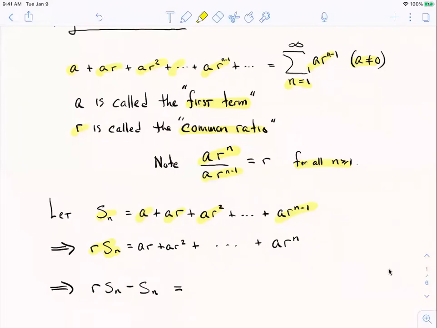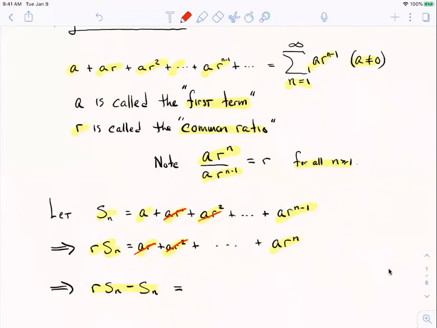If you like, this is kind of a little algebraic trick, but if you multiply that sum by R, well, you multiply A by R, you get AR. You multiply AR by R, you get AR squared, and so on. The last term, AR to the n minus 1 times R, would be AR to the n. And then I'm going to subtract the first row from the second row. And notice when I do that, there's going to be a lot of cancellation, right? Like this AR is in both rows. It's going to cancel. AR squared, subtracted from itself, it's going to cancel.